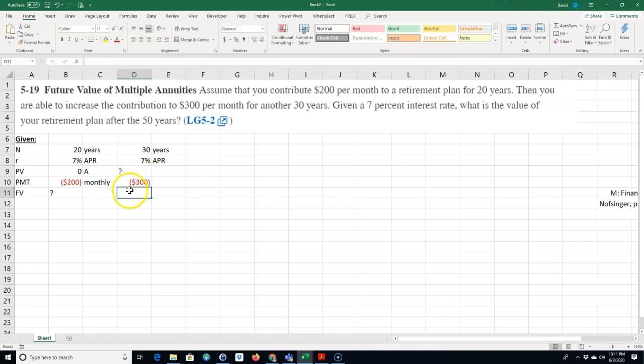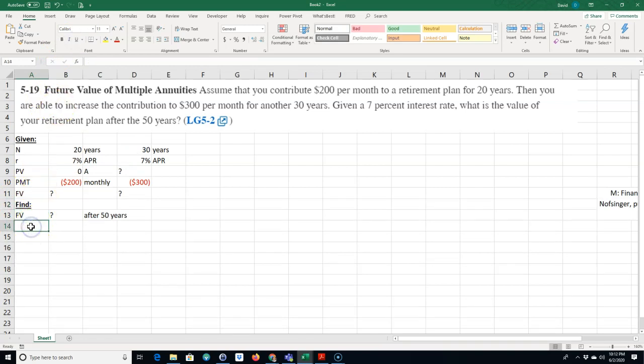So this is a 50-year problem. And then finally, we won't know the future value until we calculate it. So those are the 3 things we really don't know. Well, actually, just 2 things, because this is equal to this, right? This will make sense in a second. So we want to find the future value after 50 years, which is, of course, 20 plus 30 is 50 years. So that's what we want to find.